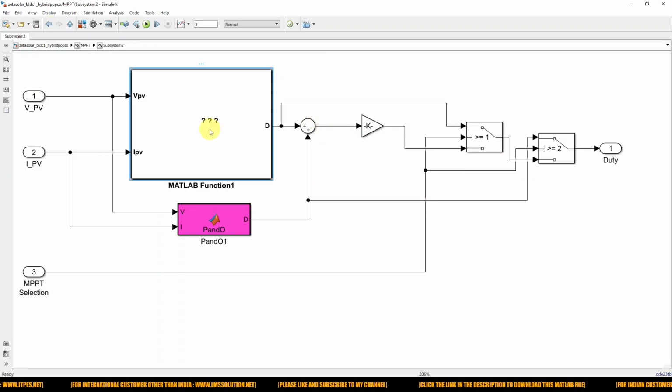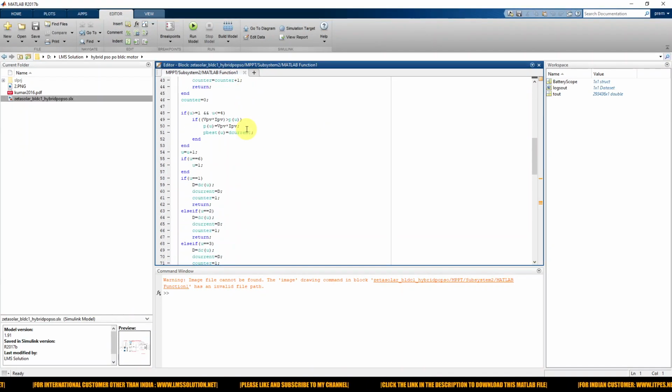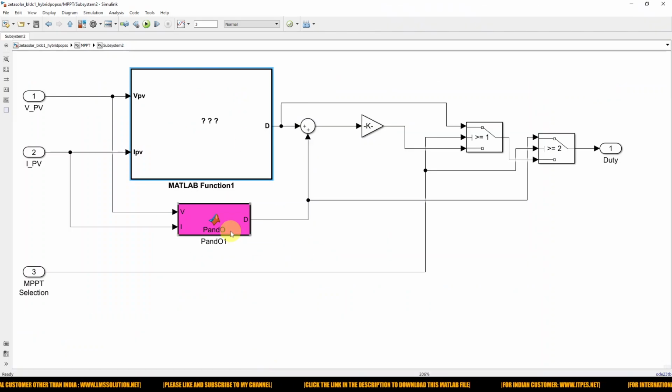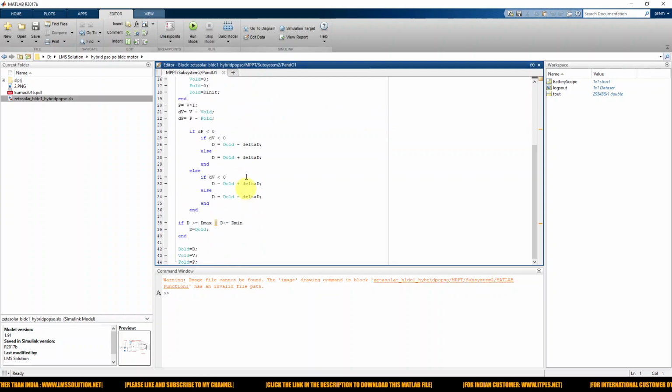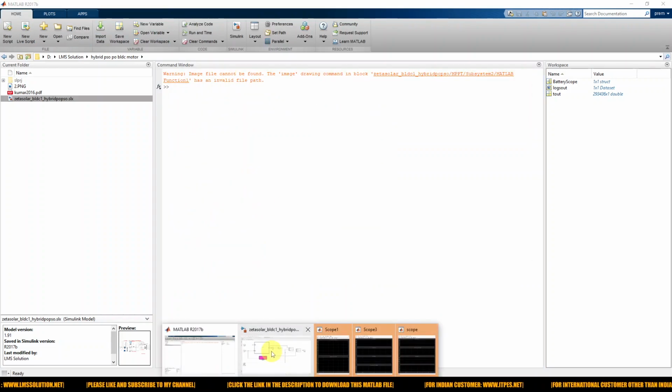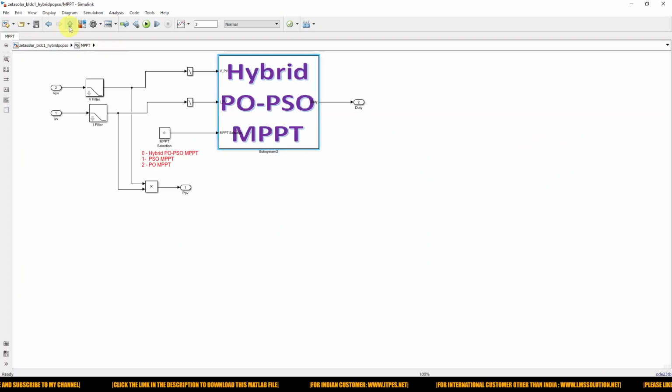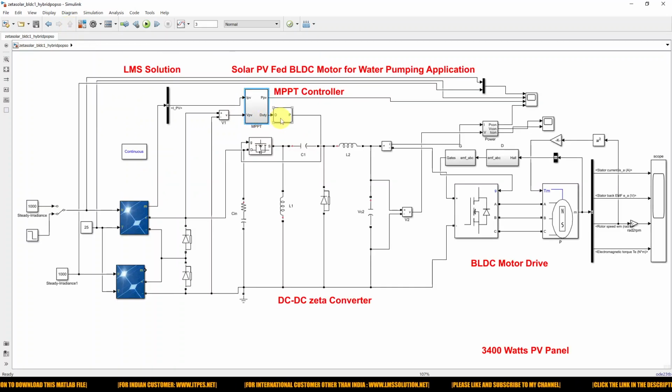So here we have the PSO code, and this is the PO code. So here we created the hybrid logic. I already explained the hybrid PO PSO MPPT in the last videos, so you can check my YouTube channel for more about that. So finally it will generate the duty cycle.